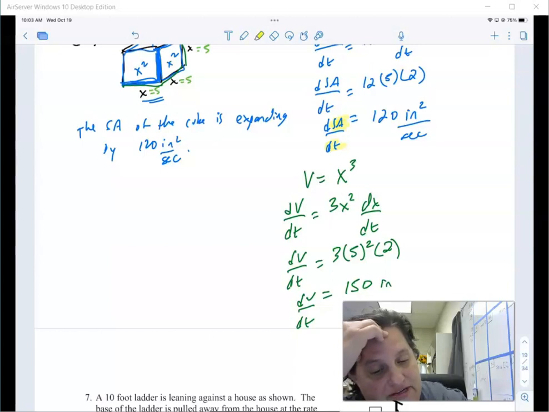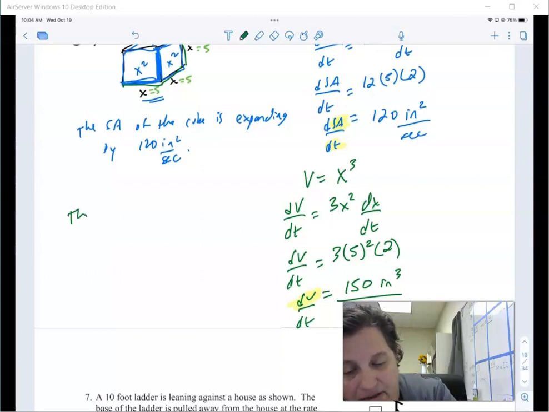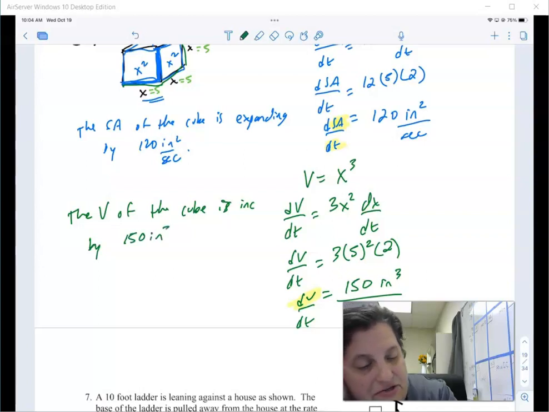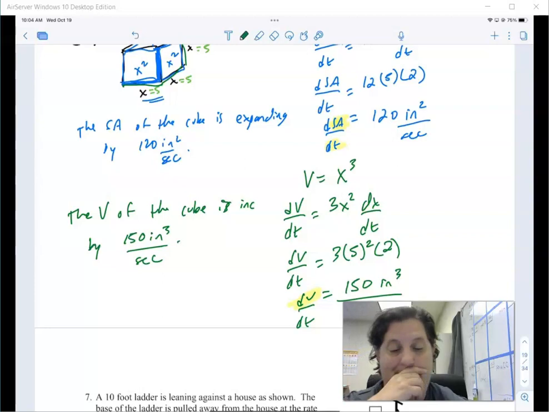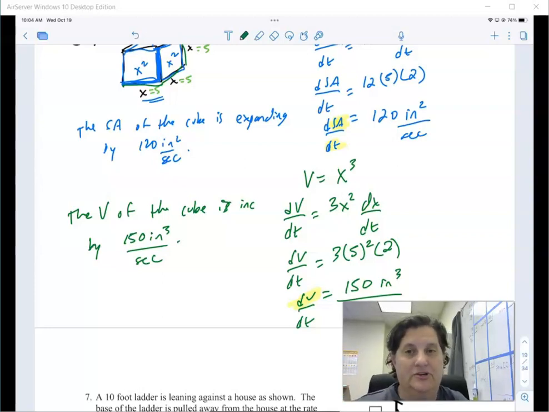Now, what are my units here? Well, volume is a 3-dimensional thing. So this is going to be inches cubed per second. And my sentence would be the volume of the cube is increasing by 150 inches cubed per second. Okay? So that's pretty much all we're doing.